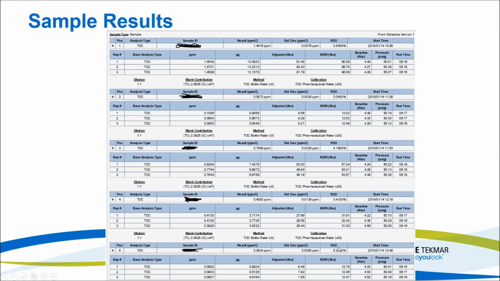Now this one's a little higher than 5%, but if you look at it, it's a very low level. It's only 93.4 ppb, so it's the lowest.